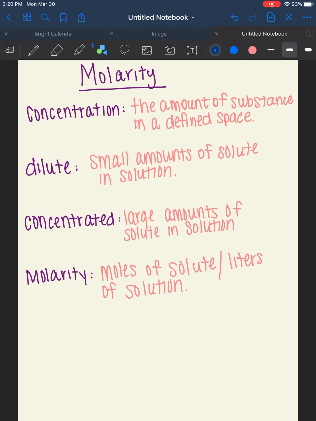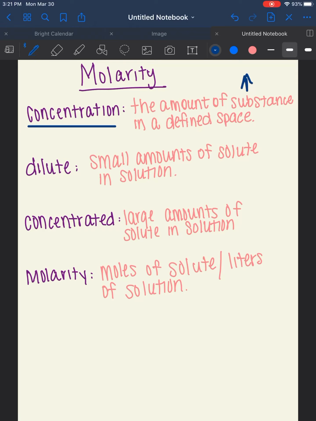Okay, so first there's a couple of definitions that I want to cover. With molarity, the four definitions, the first one is concentration. The formal definition for concentration is the amount of substance in a defined space. So if you are looking for something that is more concentrated, then the amount of substance in that space is going to be a lot higher.